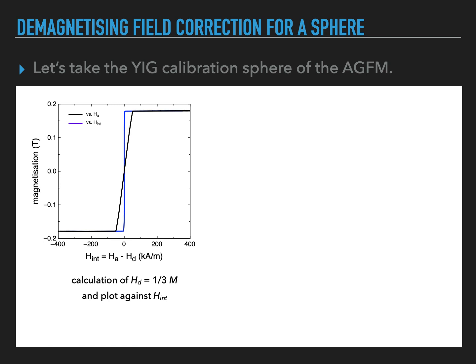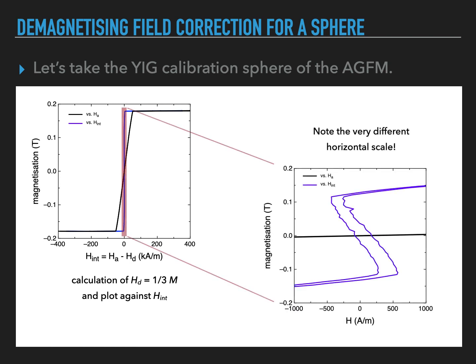In the graph, you can see the comparison of the black curve, the original magnetization curve versus applied field, and of the blue curve, the magnetization versus the internal field. As you can see, the correction for the demagnetizing field has changed the shape of the magnetization curve that now is much more rectangular.